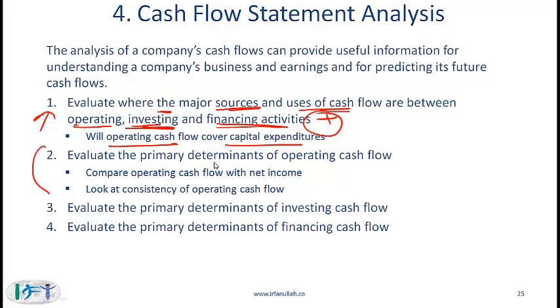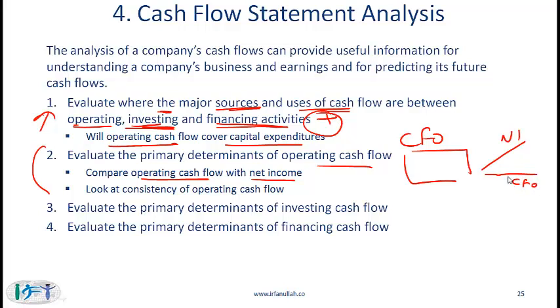We can also evaluate the primary determinants of operating cash flow. So this is now drilling into the CFO segment of the cash flow statement. We can compare operating cash flow with income. What we would like to see over a period of time is operating cash flow and net income moving together. If we have a situation where net income is going up but CFO is either flat or down, that means that the company is probably recognizing revenue too aggressively, or maybe not considering expenses that it should be considering.